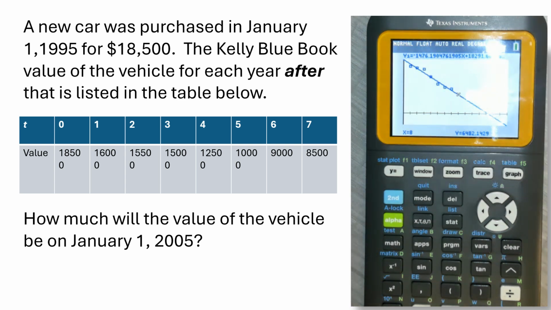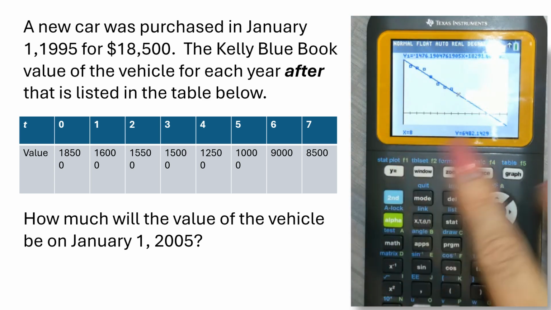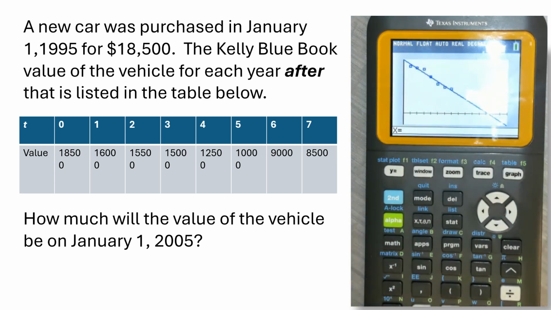Very similar. I'd like you to press pause, do this problem, and then come back to the video. In this question, it says how much will the value of the vehicle be January 1st, 2005. So again, second trace value. I'll put in the larger of the two numbers, 2005 minus 1995. I don't need to worry about the dates because it's January 1st to January 1st.